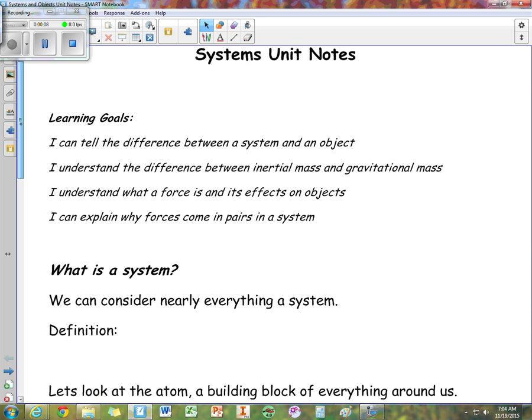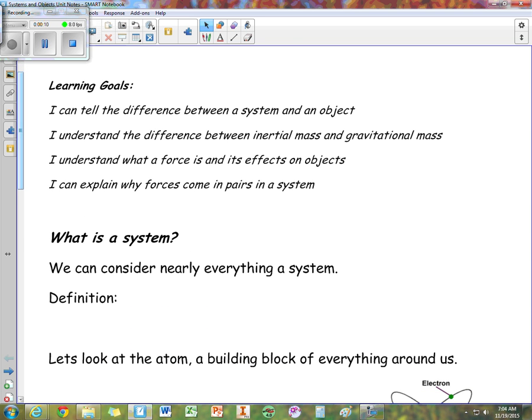In this unit, I want you to be able to tell the difference between a system and an object. I want you to understand the difference between inertial and gravitational mass. I want you to understand what a force is and its effects on objects. And I want you to explain why forces come in pairs within a system.